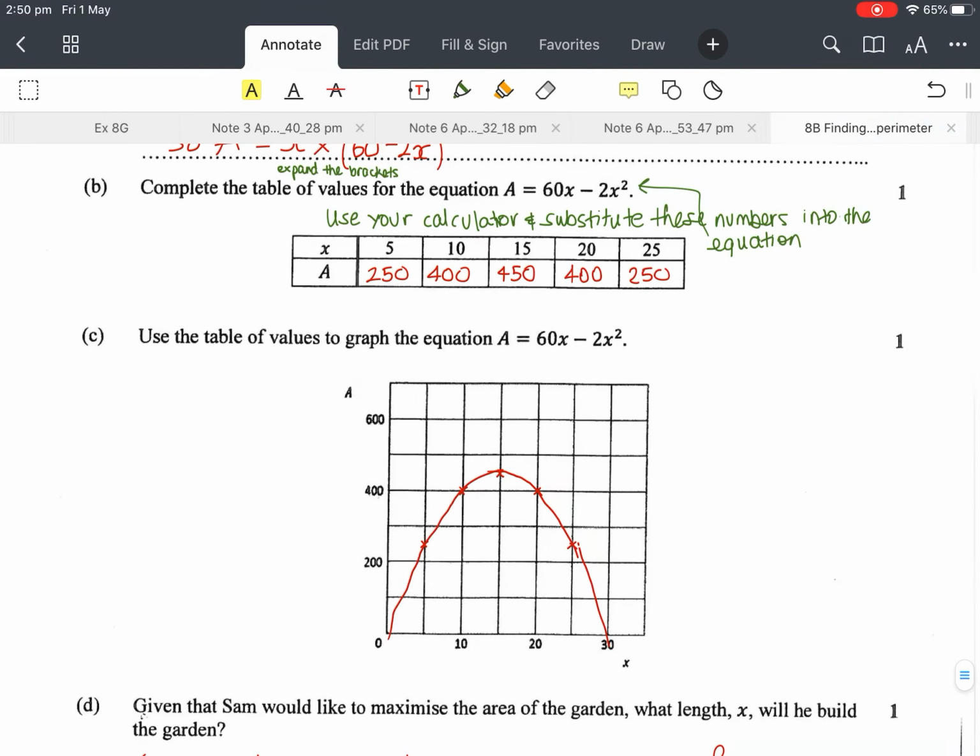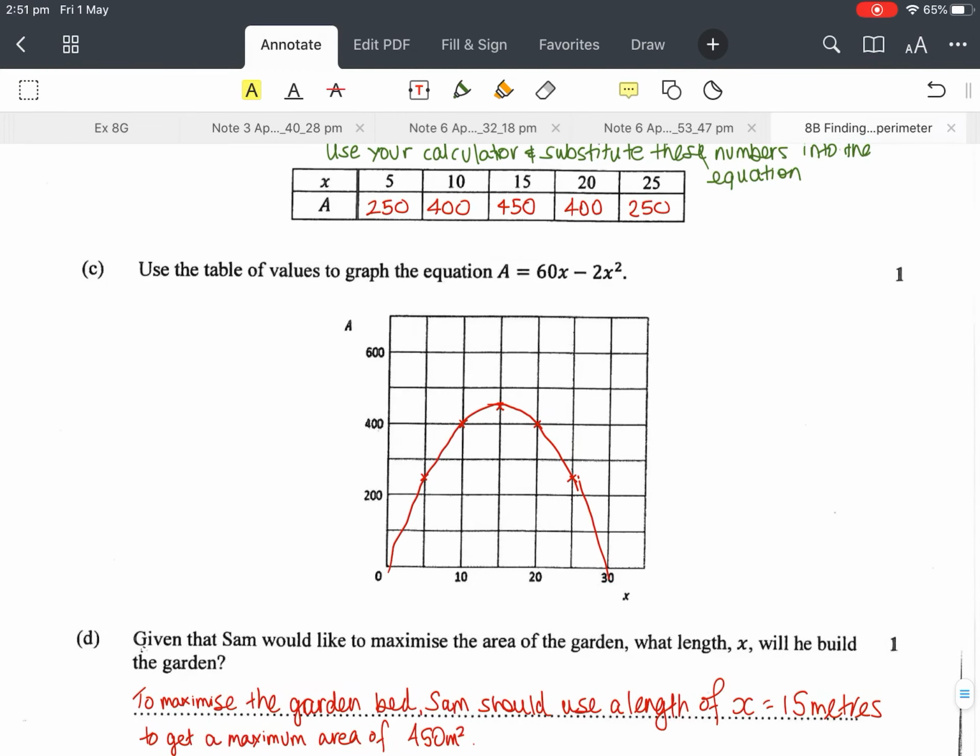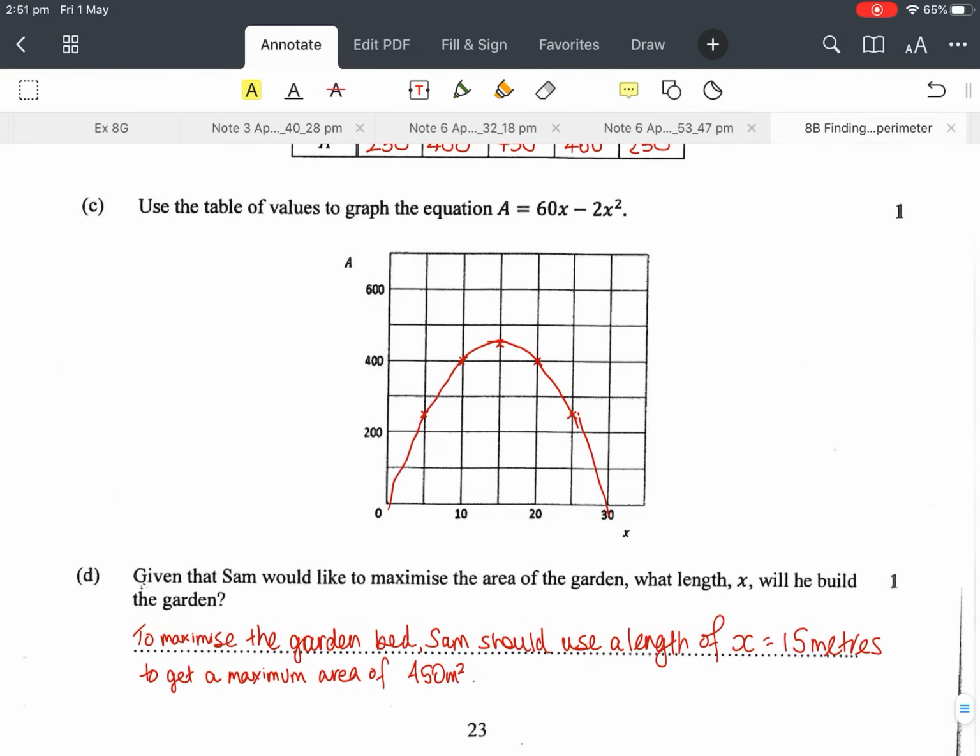First question says, given that Sam would like to maximise the area of the garden, what length x will he build the garden? So obviously you're going to have a look at the top of the parabola. You'll notice that the length is 15 at the turning point, and the area is 450. So really in this question, you're only worth 1 mark, so all you've got to give is the length. So you've got to tell me that it's x equals 15 metres will be the length that will maximise the garden bed. You don't have to put the area in. I just put it in because I'm a teacher and I put everything in.